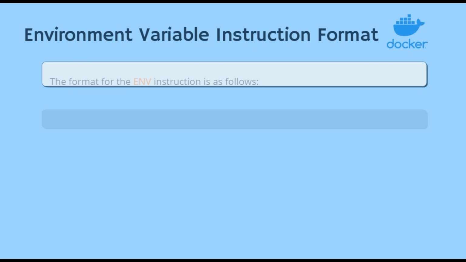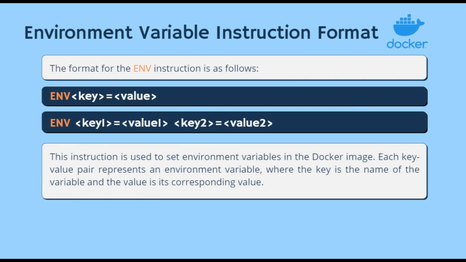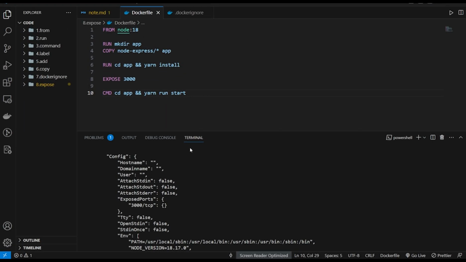The format for the ENV instruction is as follows: ENV key value, or ENV key1=value1 key2=value2. This instruction is used to set environment variables in the Docker image. Each key-value pair represents an environment variable, where the key is the name of the variable and the value is its corresponding value.